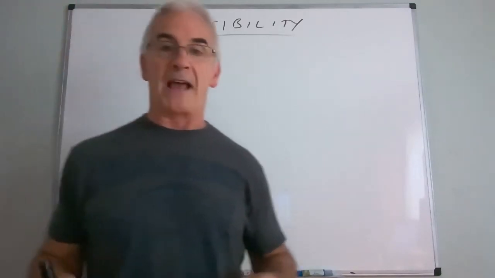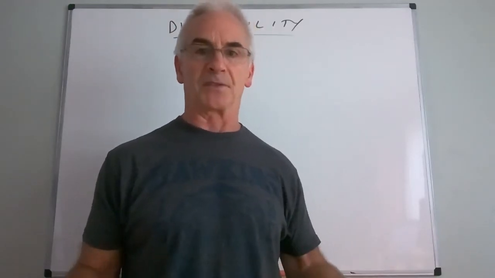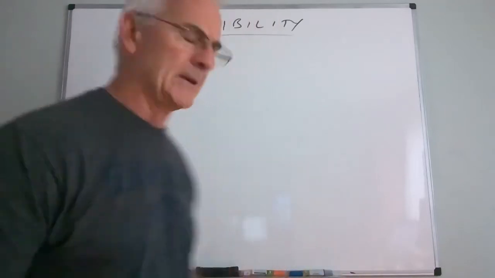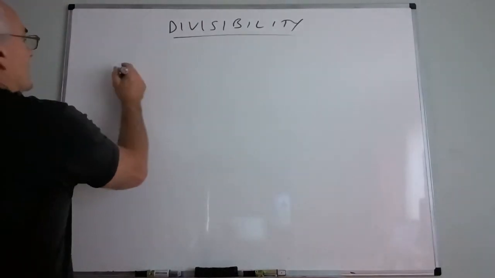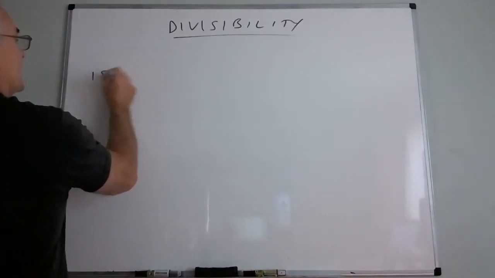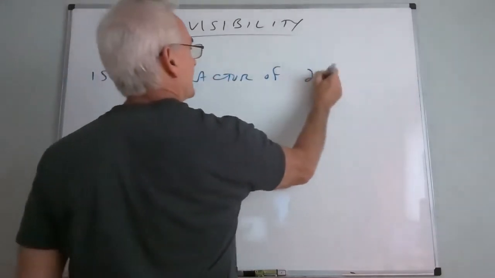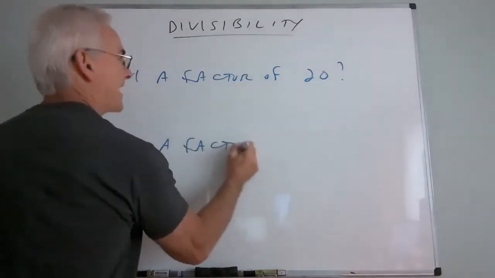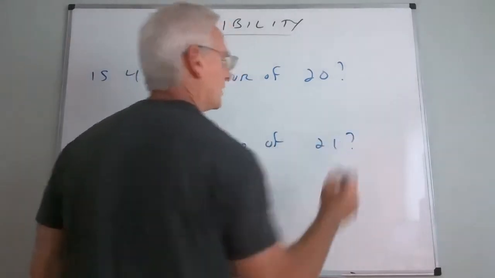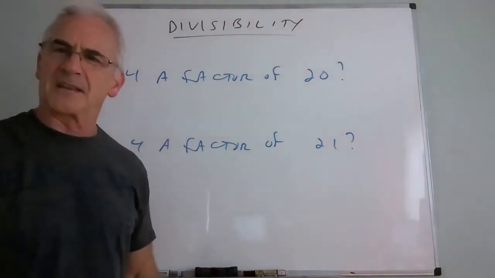Now, if I said what's 1/2 times 1/3, I know that's 1/6, but that's not what we mean. We don't say 1/6 is divisible by 1/2 and 1/3. So the way we look at it, if I ask the question, all right, is 4 a factor of 20? Is 4 a factor of 21? This is a simple question that comes up in every level of mathematics. There's really not a whole lot of thinking that takes place.